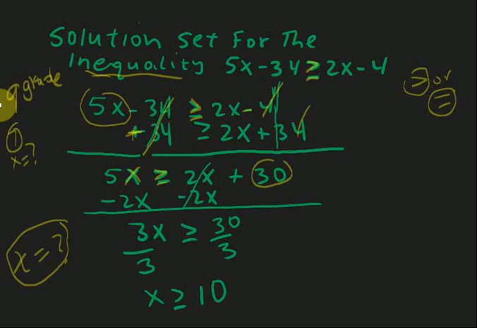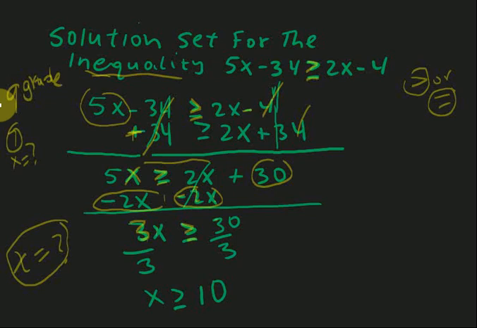Now you want to move the x to this side, right? So how? You subtract 2x. If you subtract 2x here, you have to subtract 2x here too. So what are you going to have here? 5x minus 2x, you will have 3x. So you're saying 3x is greater than or equal to only the 30, right?